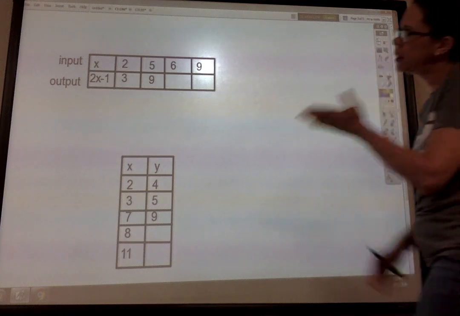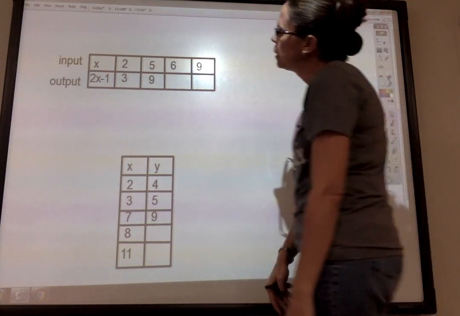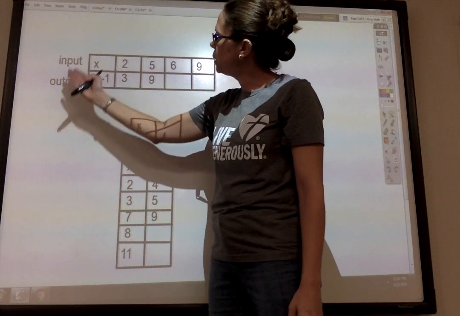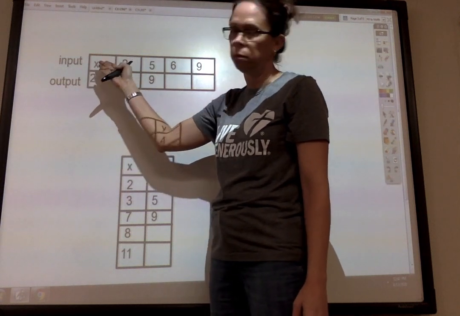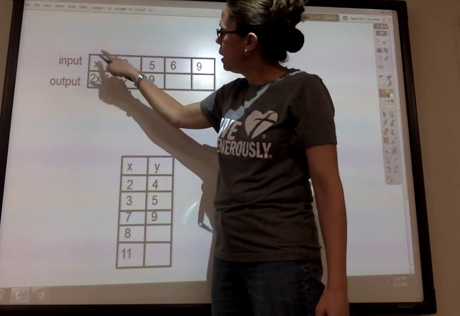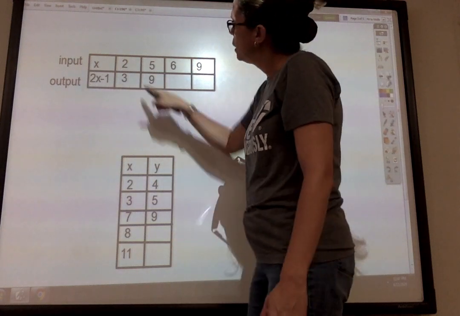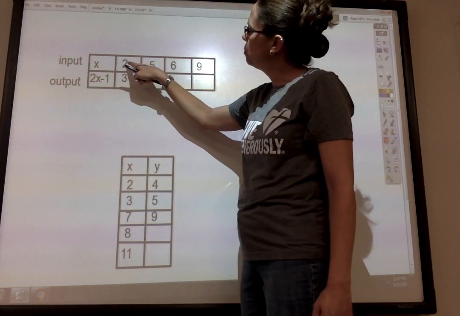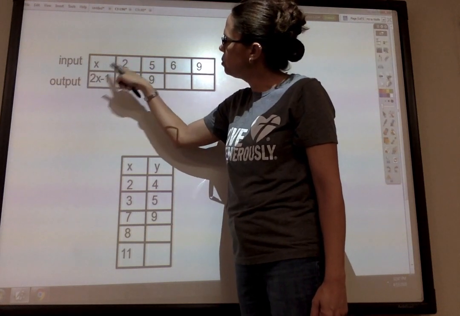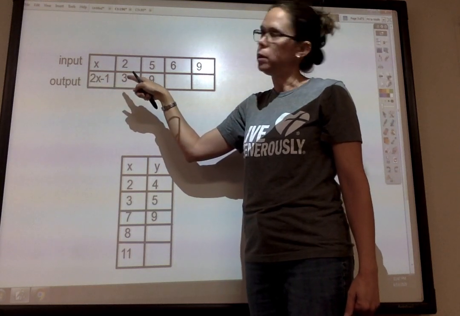Okay, we can also have a function table that goes long ways instead of up and down ways, okay? Now on this one I don't have an equation, but I have input and output. My input is x. So whatever I assign for x to get my output, I'm going to put that value in for x here and work it out to see what my output is, okay? So this says my input is 2. That means I'm going to have x equal to 2. So down here, x is 2. 2 times 2 is 4, minus 1 is 3. So my output would be 3.